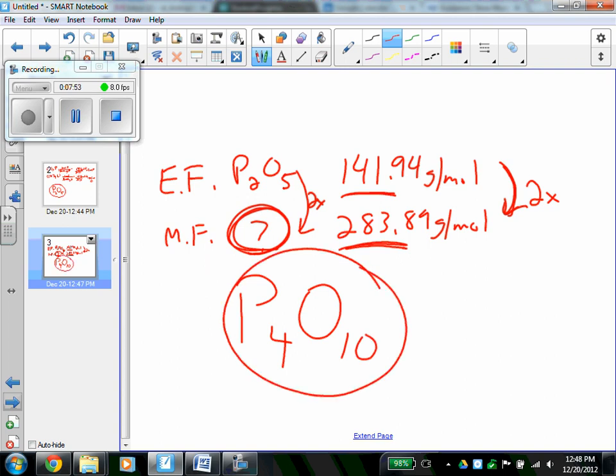That's solving for empirical formulas and molecular formulas. The first 2 that I did were empirical formulas. The last one I did was molecular formulas, and they don't get any harder than that. So if you can figure those out, I think you've got a good shot.